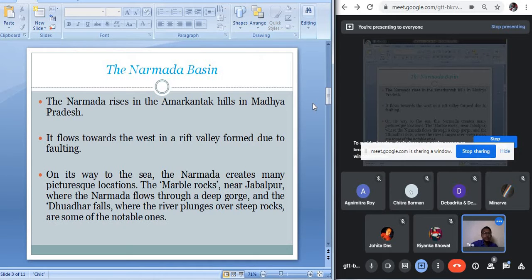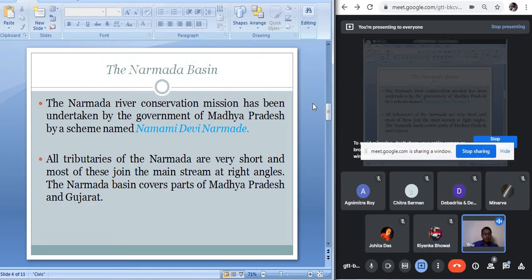The Tapi river is much shorter in length than the Narmada river. Both these rivers flow through the Rift Valley, which has been formed in the Satpura ranges. The Narmada river forms some picturesque, beautiful locations such as the Marble Rocks Fall in Jabalpur and the Dhuandar waterfall. These are the two notable waterfalls formed by the river Narmada. To conserve the water of the river Narmada, the government of Madhya Pradesh has launched a scheme, the Namami Devi Narmade.